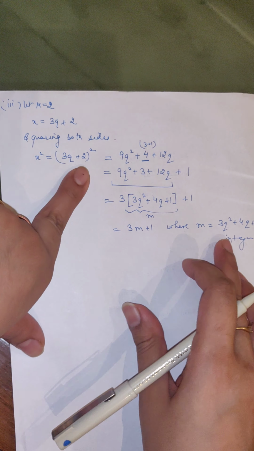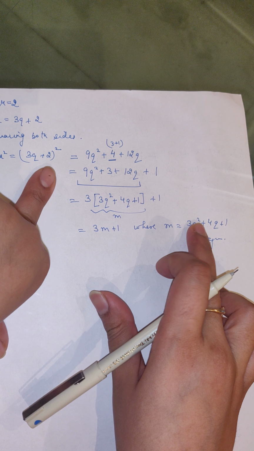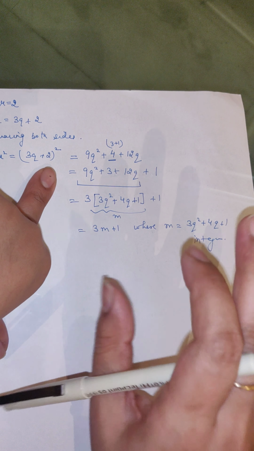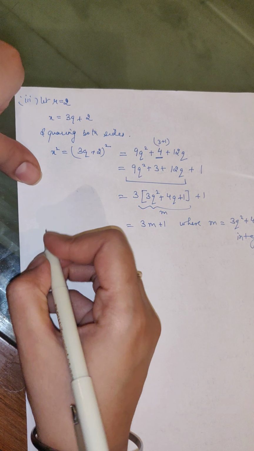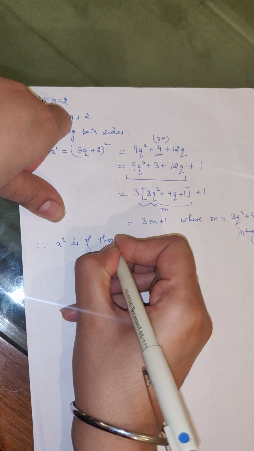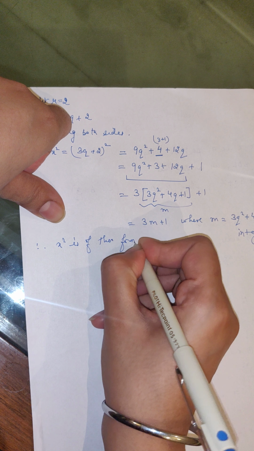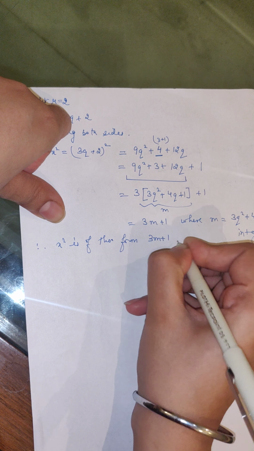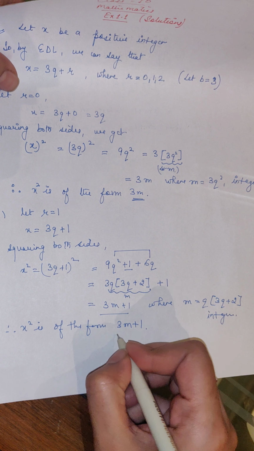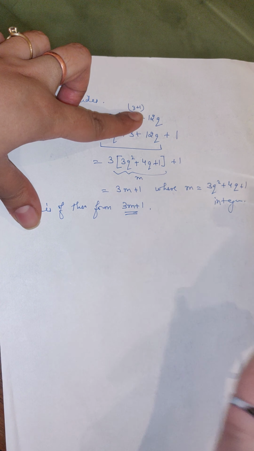All the properties of an integer: square of an integer is an integer, multiplication of integers is an integer, addition with an integer is again an integer. So this is again an integer. Therefore your x square is of the form 3m plus 1 in this case. So in the first case it was of the form 3m, in the second case it was of the form 3m plus 1, and in the third case it is of the form 3m plus 1.